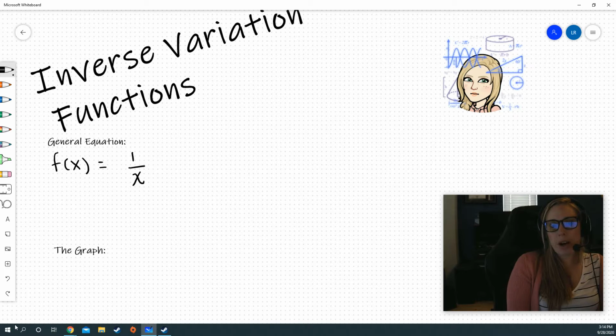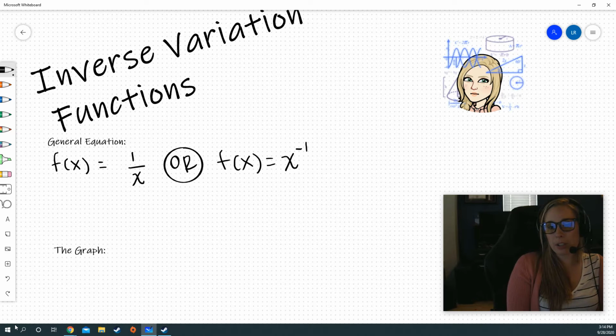Because what this means is as x increases, y is getting smaller, really. They are inversely related. Another way to write this would be f of x equals x to the negative first power, because anytime you have a variable in the denominator, to jump the bar, you can switch the sign. And that is good to know because this is also a power function. So inverse variation can also be a power function.